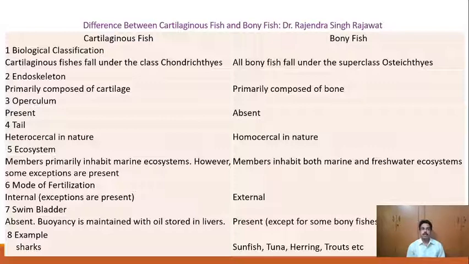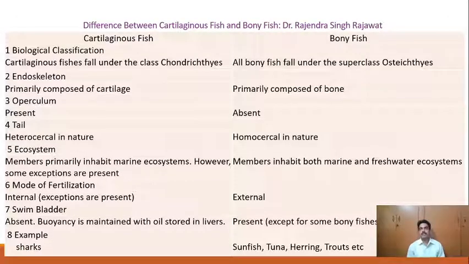The cartilaginous fishes fall under the Chondrichthyes. That is because their endoskeleton is primarily composed of cartilage, so they are known as Chondrichthyes or cartilaginous fishes.